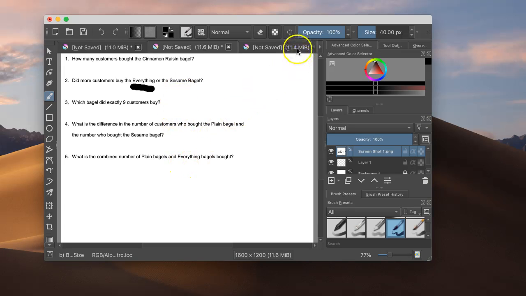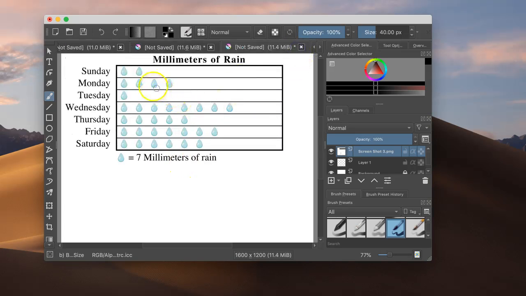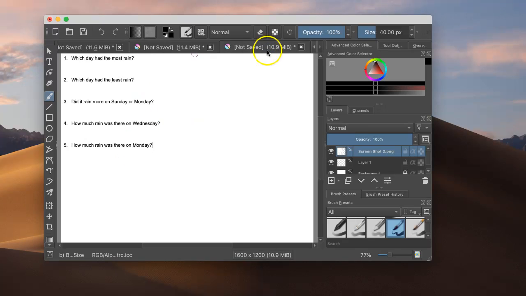But now let's look at a pictograph. So this is an example of a pictograph. You'll see that it looks very similar to a bar chart, but instead of using bars, it's using pictures, and in this case, it's pictures of raindrops. So now let's answer some questions using this pictograph.